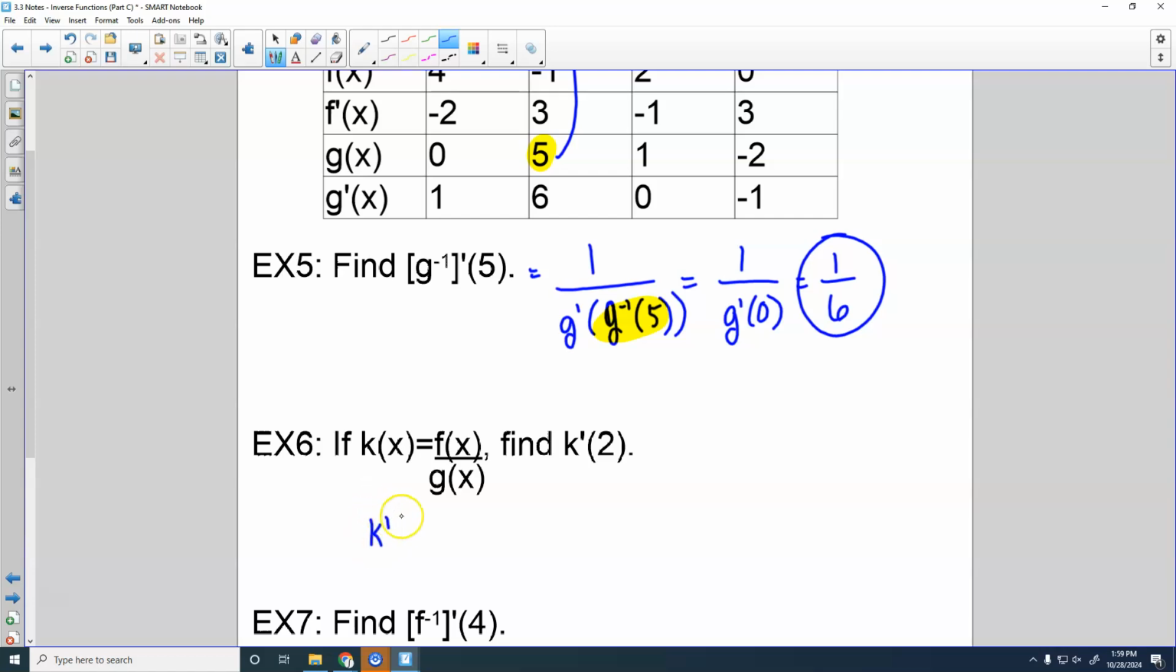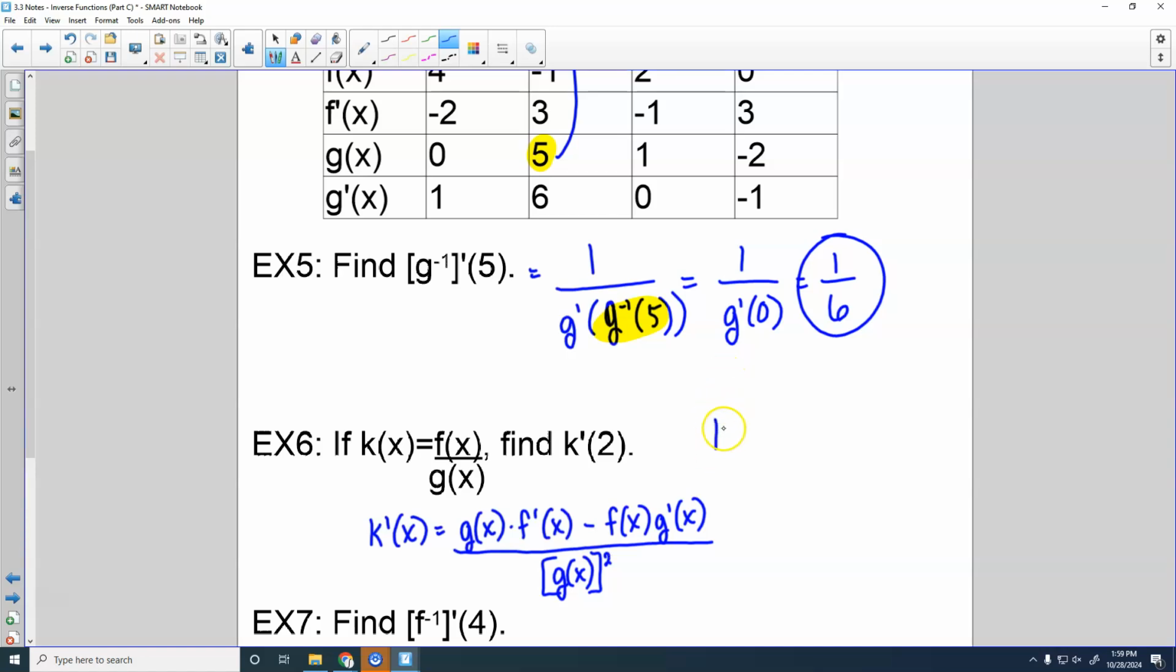So k prime of x. First of all, if you're doing this and it's FRQ, write out k prime of x. Don't skip it. Show every step, because if you don't, there's a lot of chance for missing problems or parts of it. So you've got g of x times f prime of x minus f of x times g prime of x, all over g of x squared.